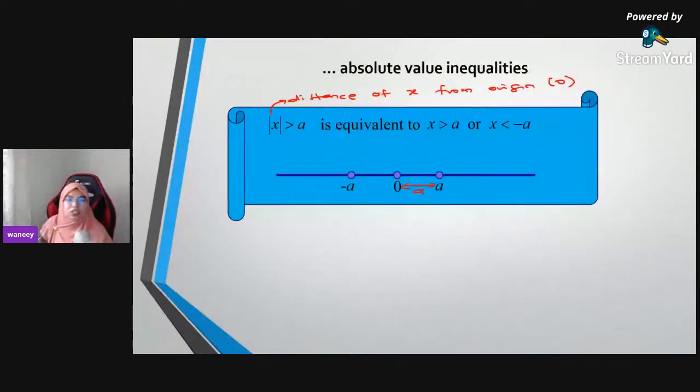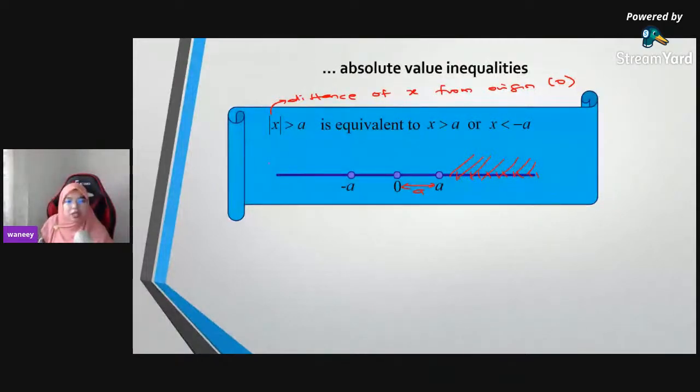0. So jarak X daripada origin tu. Okay, so kita nak jarak dia lebih besar daripada A. So kalau ini A, saya nak besar lagi pada A. So saya kena ke arah kanan lagi lah. So X saya akan duduk dekat sini. Apa-apa nilai X yang dekat sini, dia mesti lebih besar daripada nilai A.